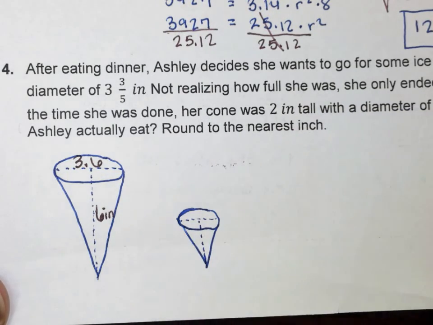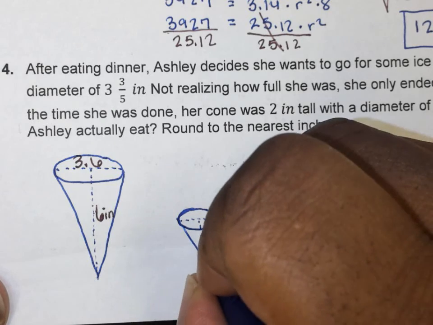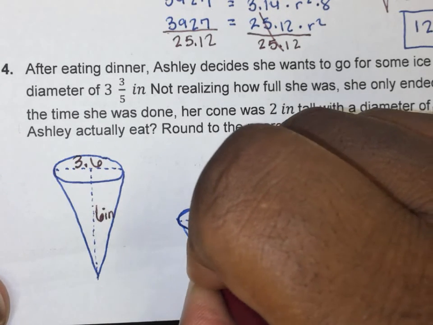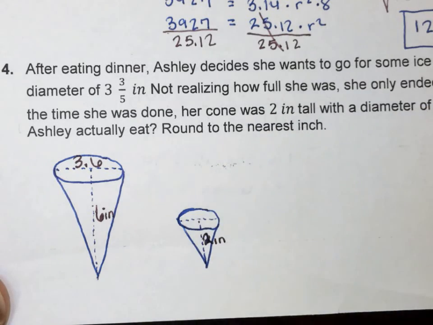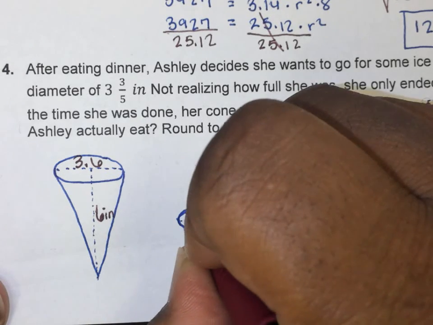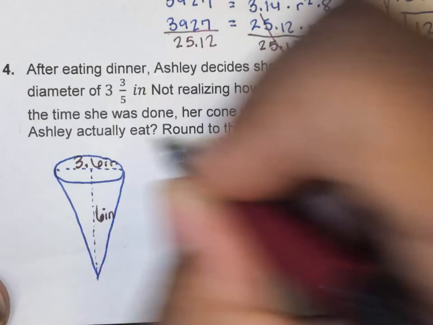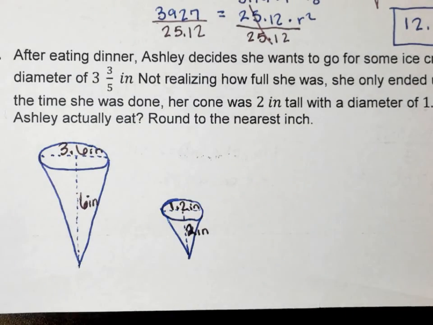The smaller cone was 2 inches tall. My bad. The diameter of that was 1.2 inches. So that's the cone after she ate off of it. They're trying to figure out how much of the cone she ate. To do that, you want to find the volume of the big cone, then the volume of the small cone, then you want to subtract. That'll tell you the volume of how much she ate.